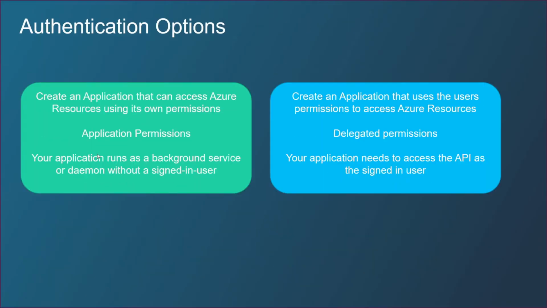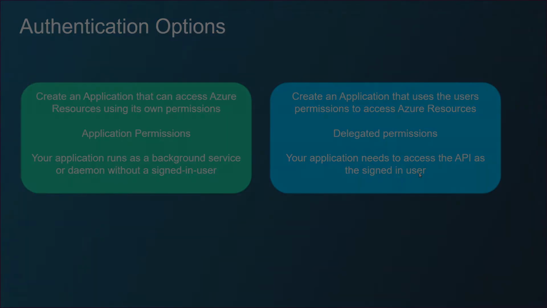So let's look at the authentication options. There's in general two ways that we'll be authenticating. The first one is where we're going to be creating an application that can access the Azure resources, and it's going to be using its own permissions. Another way to say this would be that we are going to be using application permissions. And it's usually for applications that run as background services without a signed-in user. And then the other option is that you're going to be creating an application and it uses the user's permissions to access the Azure resources. And this is called delegated permissions. So basically your application needs to access the API as the signed-in user.